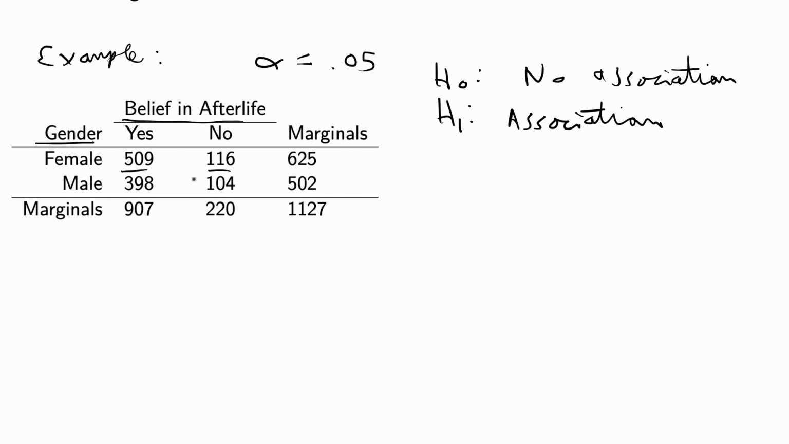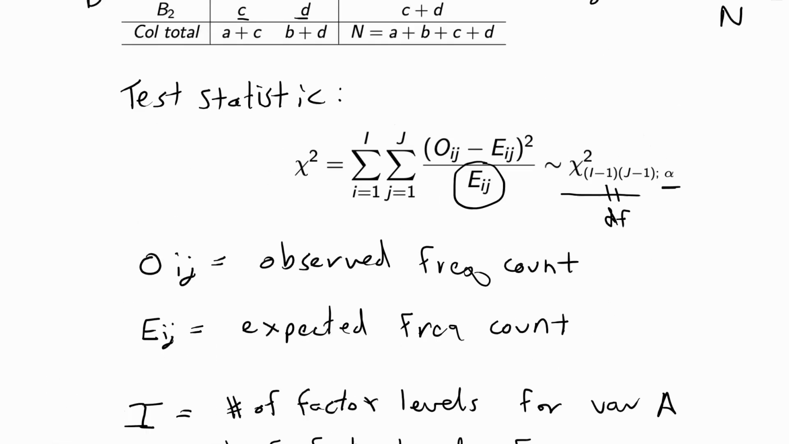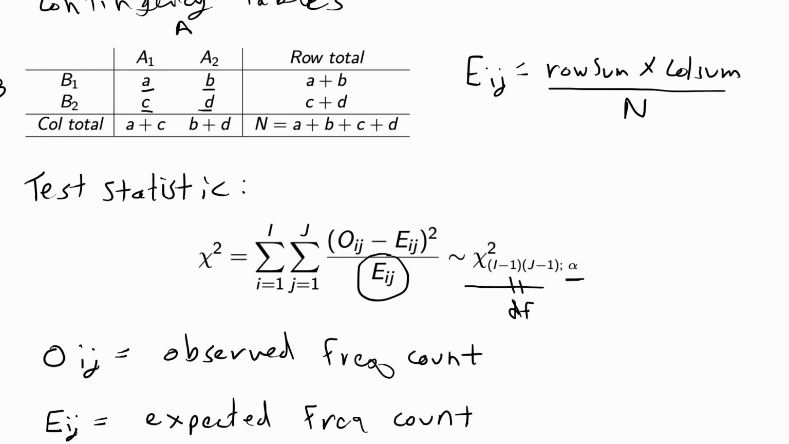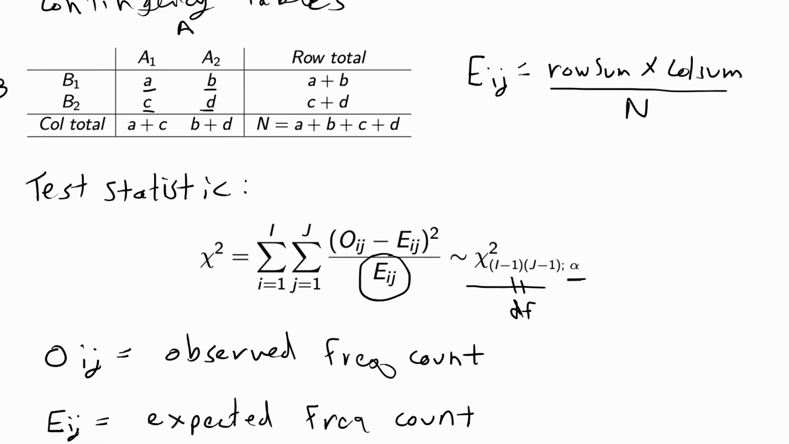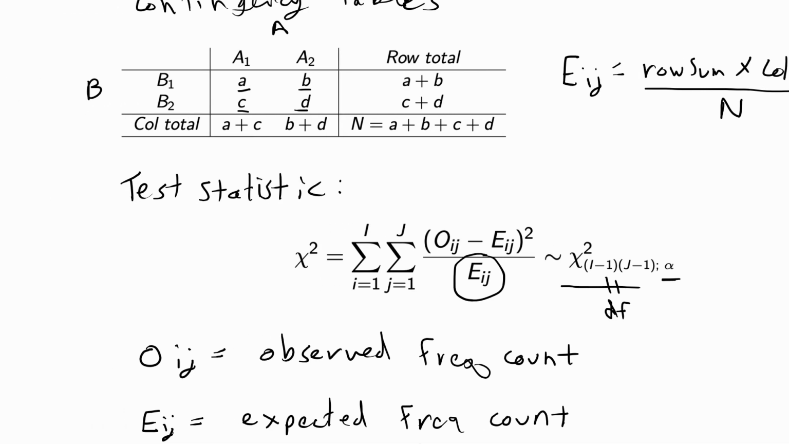So we're given the 4 observed frequency counts for each combination of gender and belief in afterlife. So female yes is observed to be 509, female and no is 116, male yes and male no counts we know as well. And now we need to calculate what would be the 4 corresponding expected frequency counts. So we need to calculate E11, which would be female and yes. So like I said above, the equation for that is going to be the corresponding row sum times the corresponding column sum divided by the total sum.